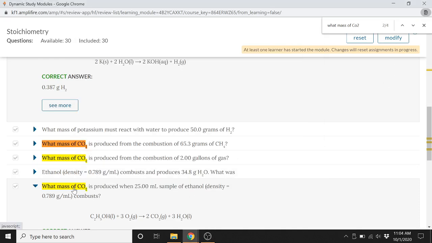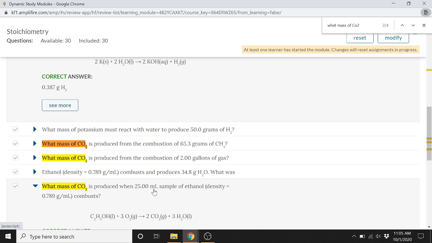Okay, so what mass of CO2 is produced when a 25 milliliter sample of ethanol, which has a given density, combusts? And so really we're just putting in one little step, a unit conversion, before what we've normally been doing. Okay, so again, what do we want? Mass of CO2. So question mark grams CO2, right?